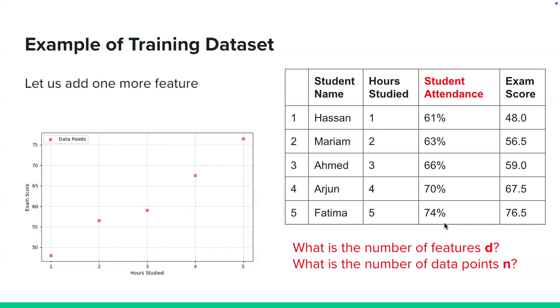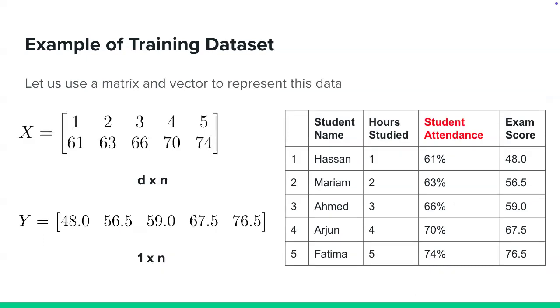So now I want to ask you all, what is the number of features and what is the number of data points? Number of features is 2 and number of data points is. Yes.